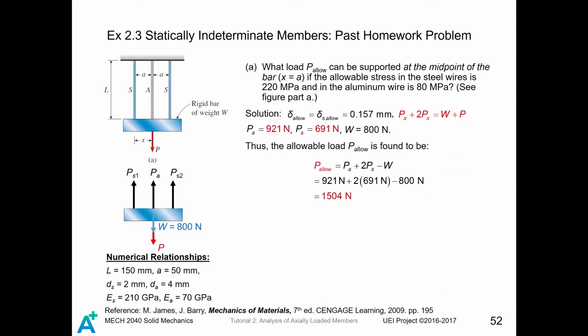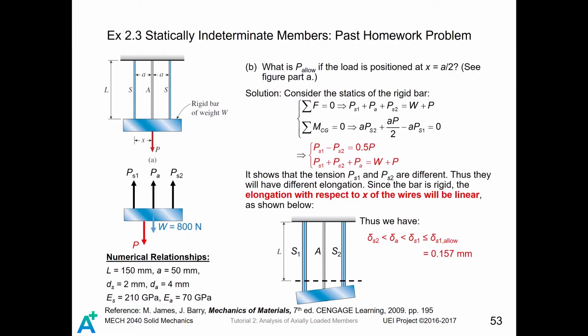After recomputing all those things, we can apply the statics equilibrium. That is, we put all the PA, PS, all the stuff into the formula. Then we can get the allowable load on the system, which is 1504 newtons. For the next problem, it changed a little bit. Now P is not located in the middle. It is shifted to the left-hand side.